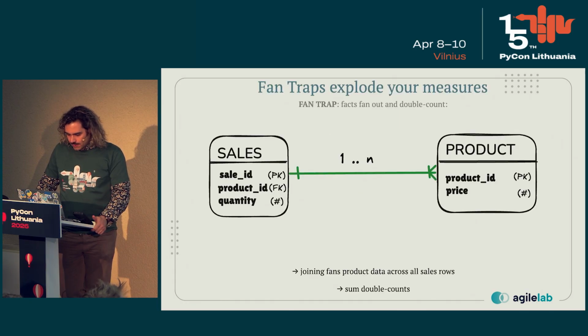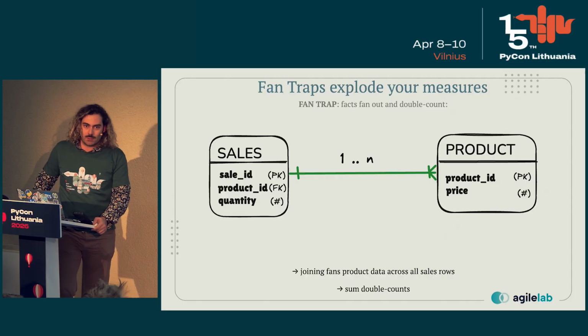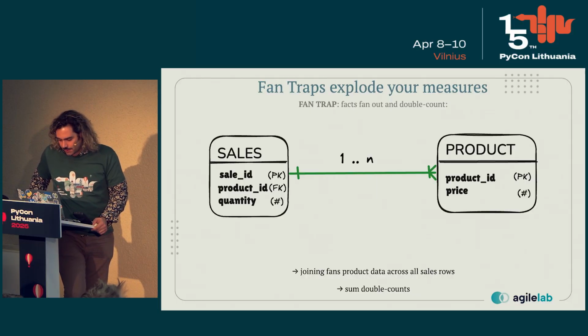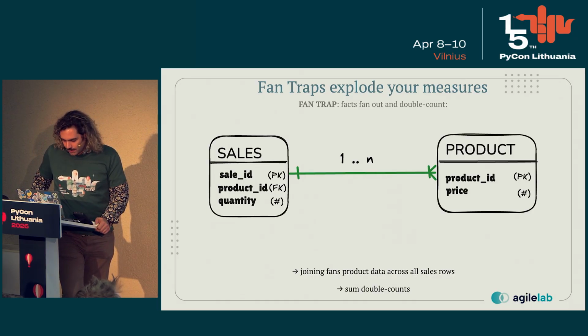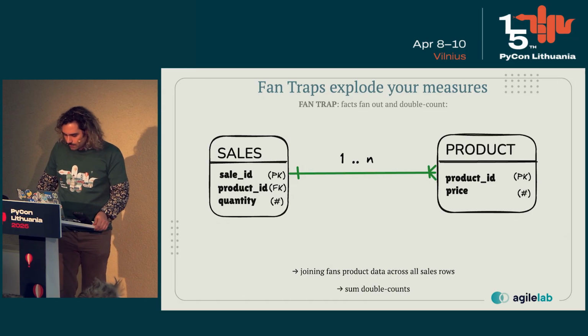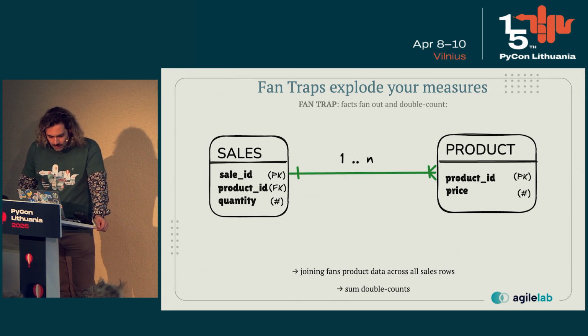So let's deep dive into how duplicates creep in. This is the fan trap. So whenever you have multiple cardinality, there is the chance that when joining things together, and measures are involved, you're going to duplicate rows. If you average over them, if you sum them, then it's highly likely that you're going to get the wrong numerics.